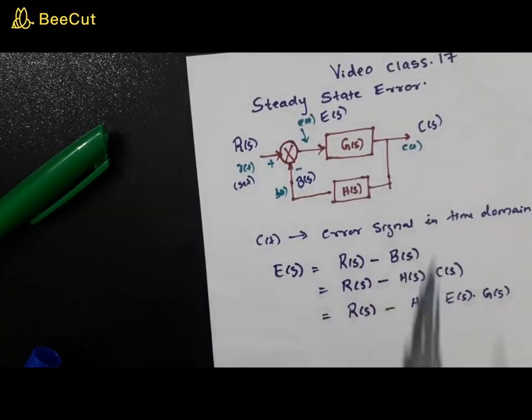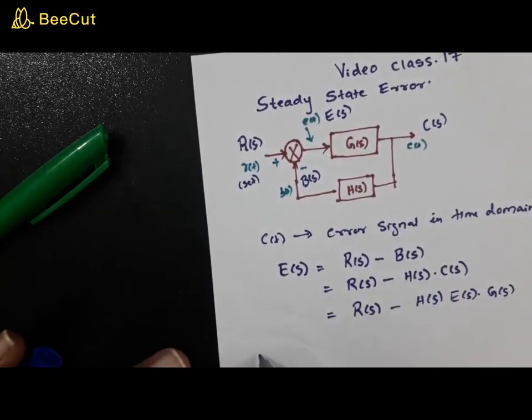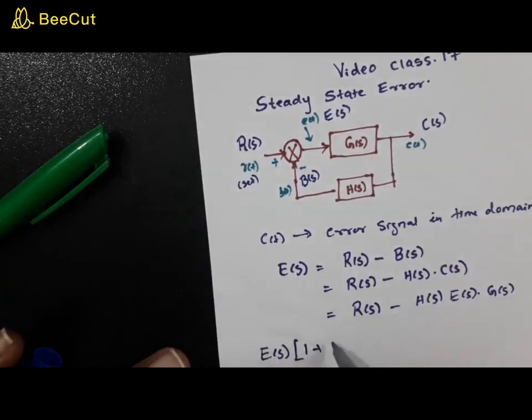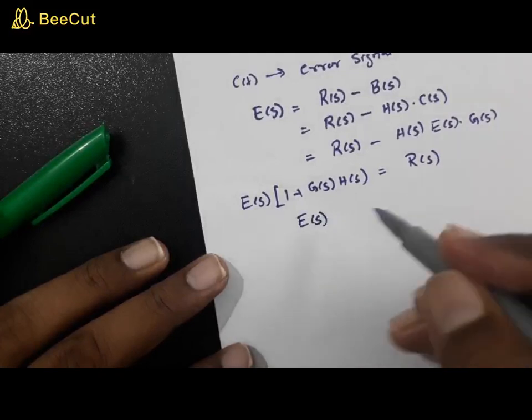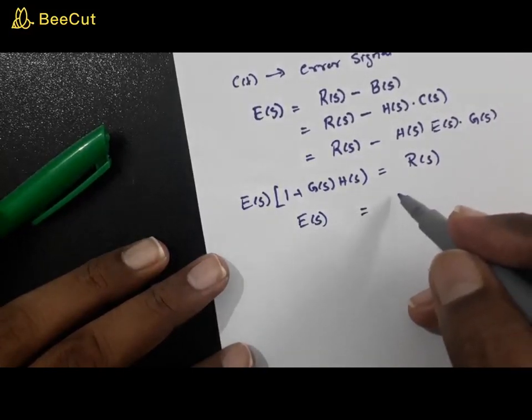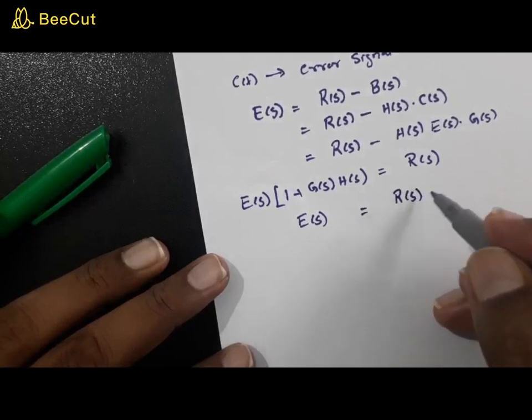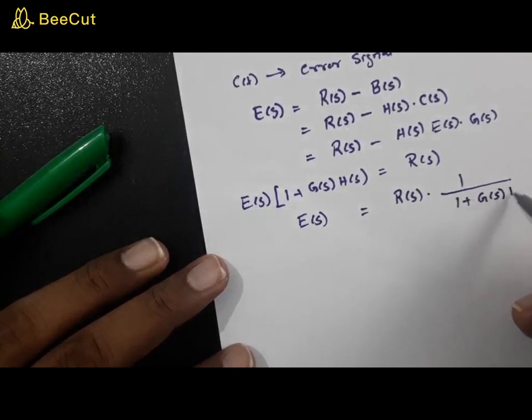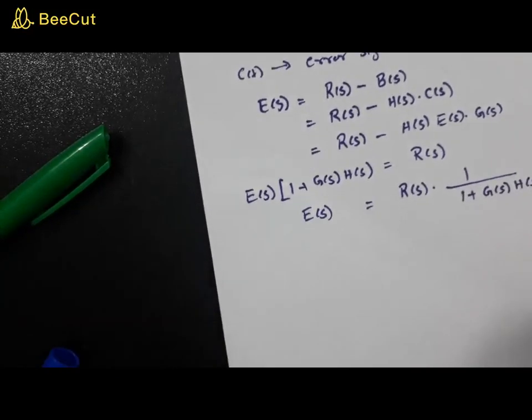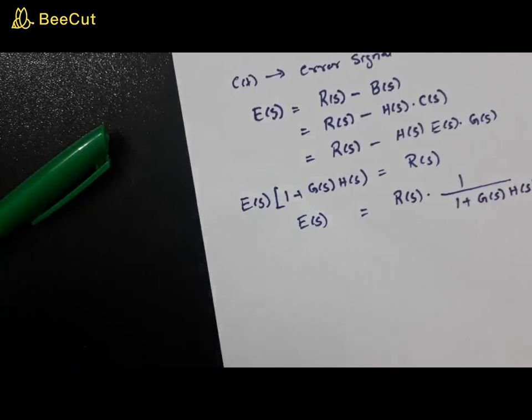You can bring this term into the left hand side, so that you will get e of s into 1 plus g of s h of s equal to r of s. Now what is this e of s? So this e of s is actually equal to r of s into 1 by 1 plus g of s h of s.